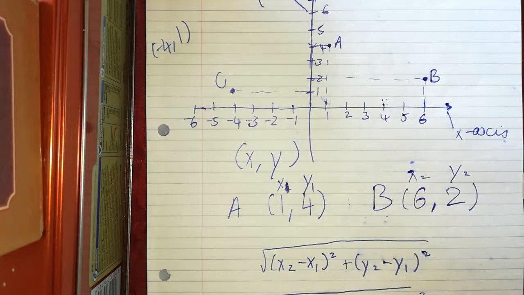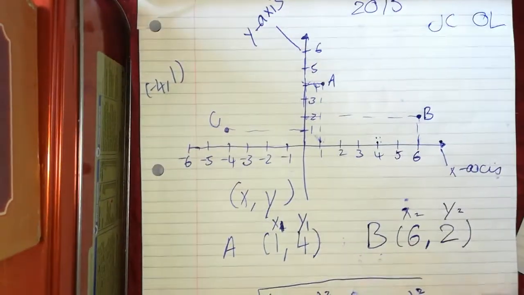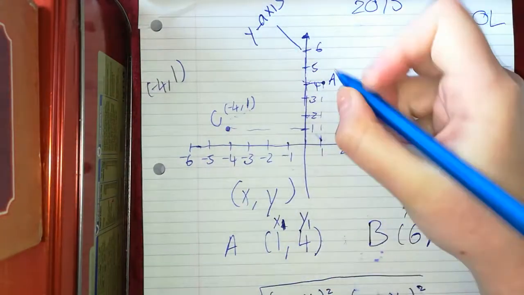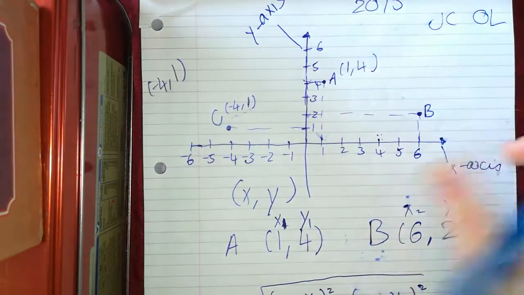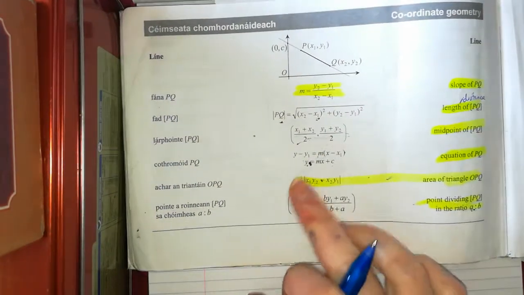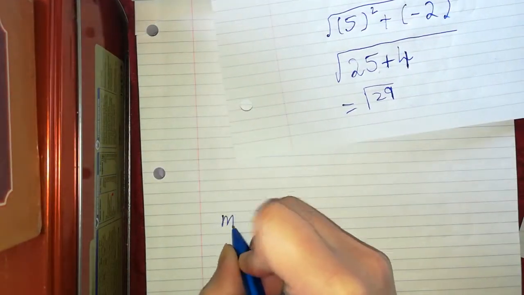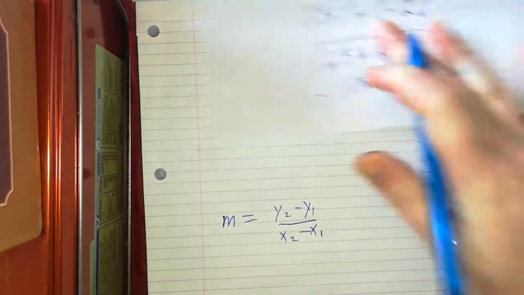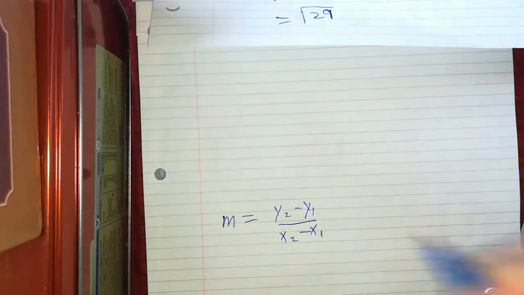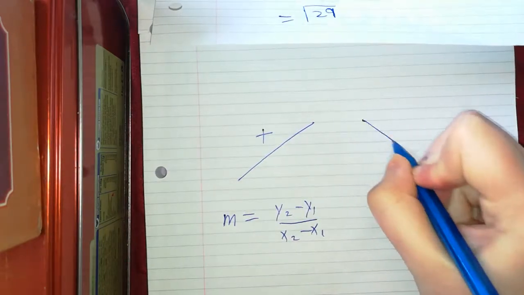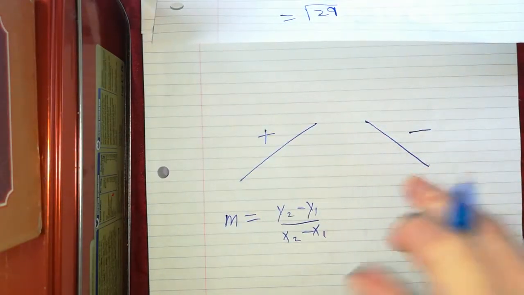Find the slope of CA. So here is CA. C is minus 4, 1, and A is 1, 4. The equation for a slope is also in our log tables, which is y2 minus y1 over x2 minus x1. But we always have to take the slope as we go from left to right. So if we go from left to right here, it's going to have a positive slope. But here it's going to have a negative slope. So we always go from left to right.